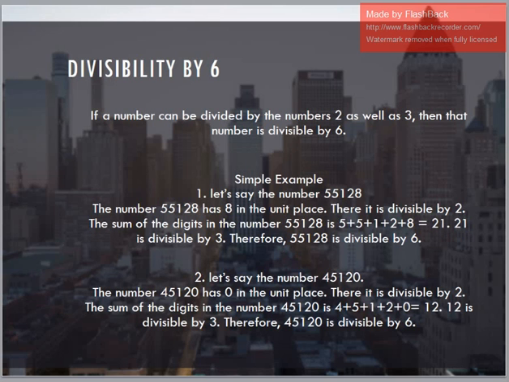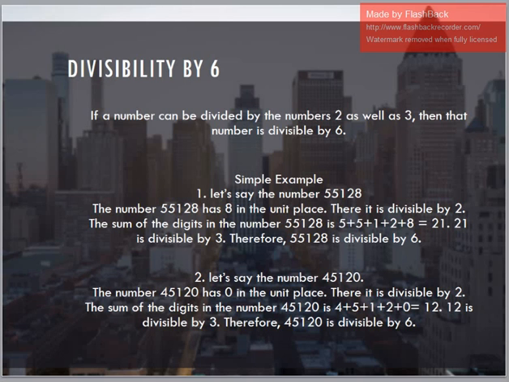Next is divisibility by 6. If a number can be divided by both 2 and 3, then that number is divisible by 6. So we need to remember that the rule for 2 is that the ending of the number is an even number, right? And for 3, if we add all the digits and the sum of all the digits is divisible by 3, then it is divisible by 6.